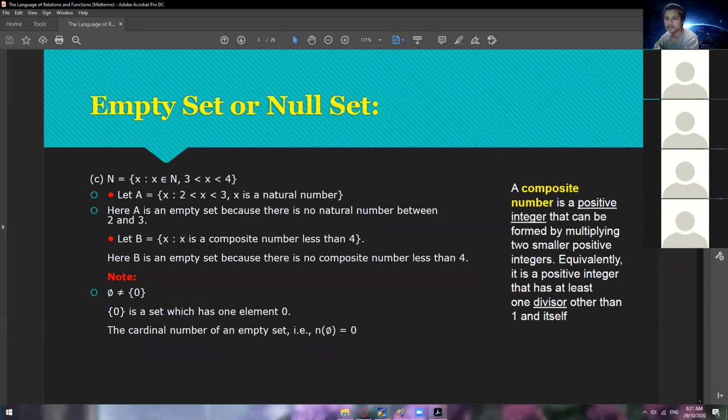Are you guys getting the idea of empty set or null set? Yes, sir. All right. So again, empty set or null set or void set are just the same. All of them don't have an element inside that set.